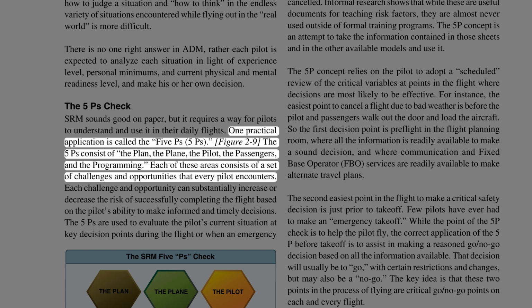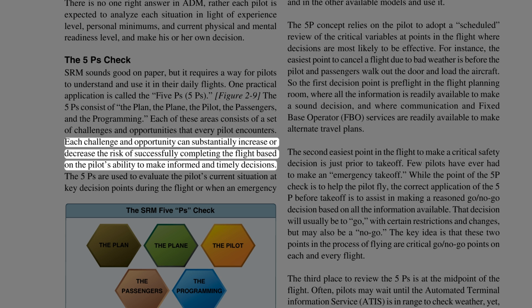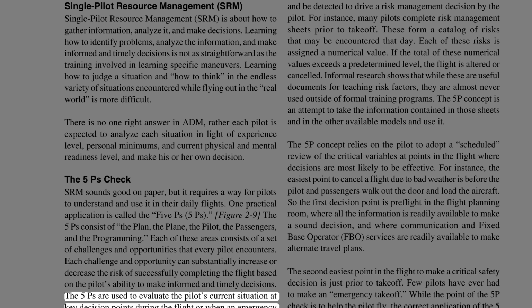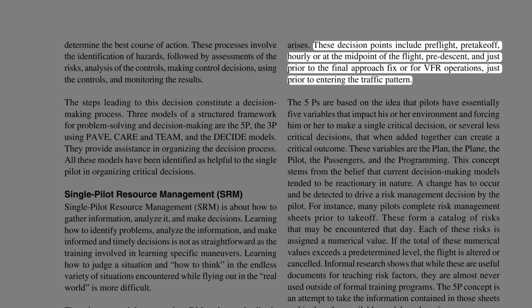Each of these areas consists of a set of challenges and opportunities that every pilot encounters. Each challenge and opportunity can substantially increase or decrease the risk of successfully completing the flight, based on the pilot's ability to make informed and timely decisions. The 5 Ps are used to evaluate the pilot's current situation at key decision points during the flight or when an emergency arises. These decision points include pre-flight, pre-takeoff, hourly or at the midpoint of the flight, pre-descent, and just prior to the final approach fix, or for VFR operations, just prior to the traffic pattern.